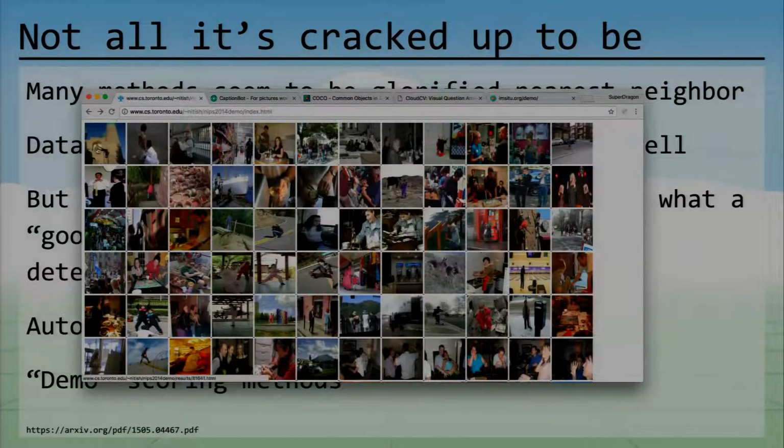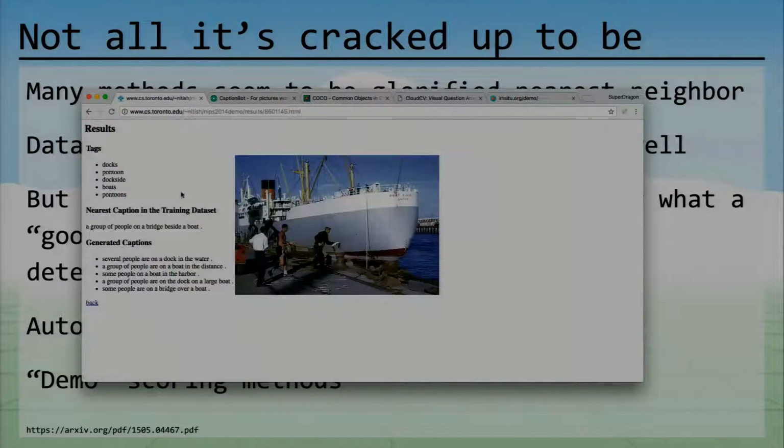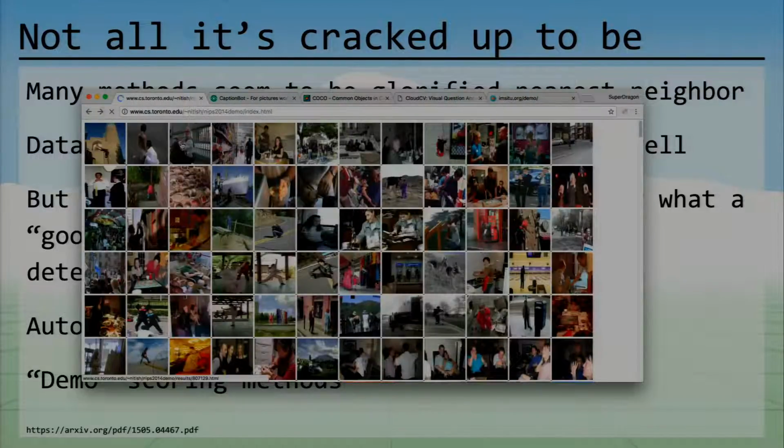Here's a couple more examples of captioning. This is, again, from one of the original papers. So it's not always totally correct, but: several people are on a dock in the water. These are 5 generated captions. Some people on a boat in the harbor. That one worked pretty well.